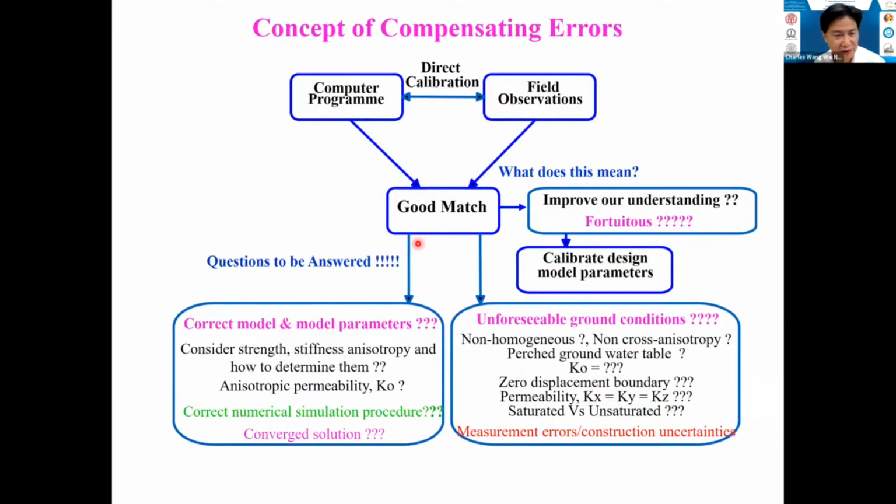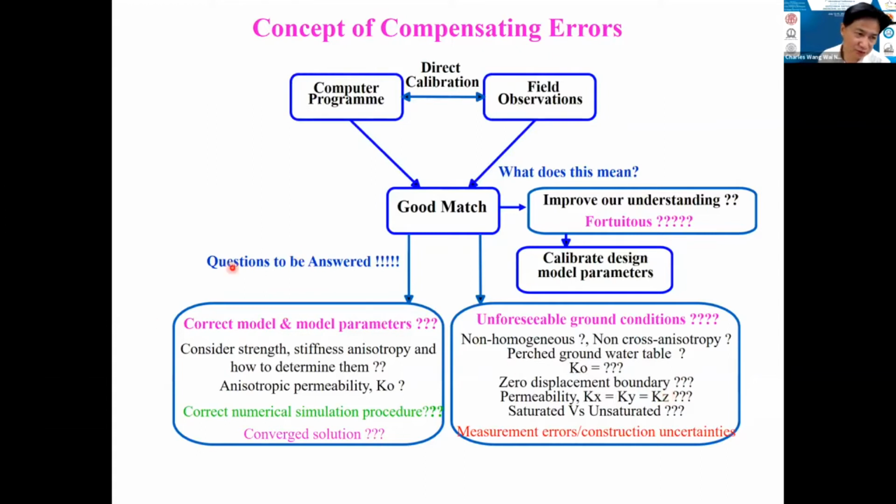I think we have to be very, very careful to think about it because in the field, we have a lot of uncertainties. That's why the contractor claims, and the client uses the word, unforeseeable ground conditions, right? In our numerical analysis, we assume K0, we assume the water table, wherever it is, and boundary conditions. And usually we actually don't know, right? And also we have measurement errors and construction uncertainties, for instance.